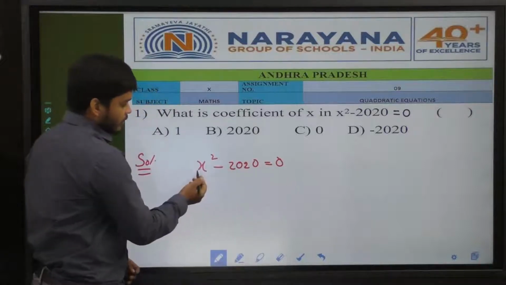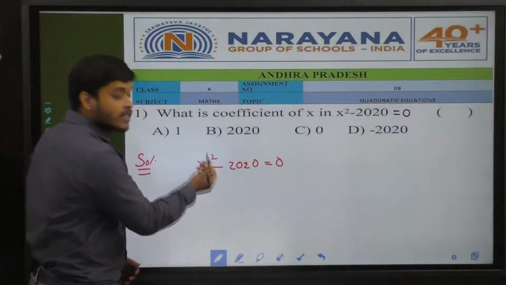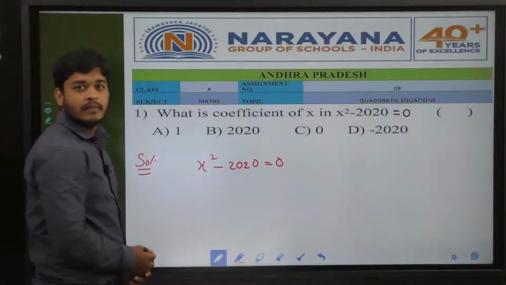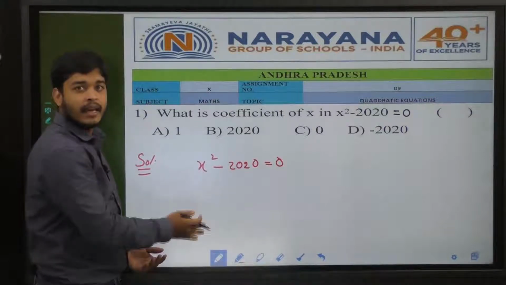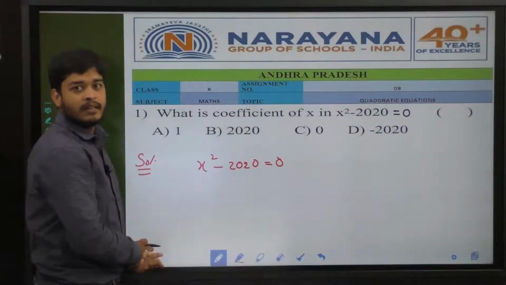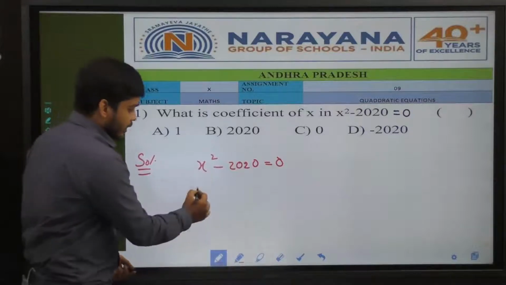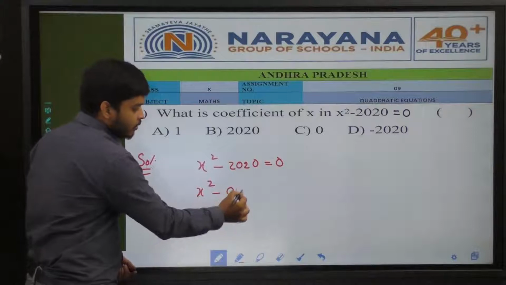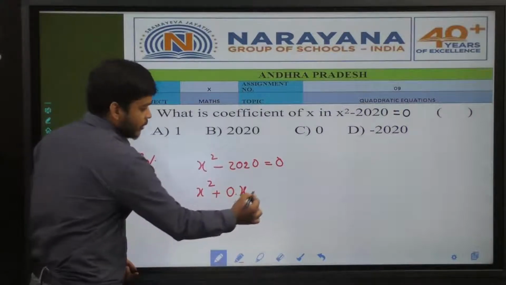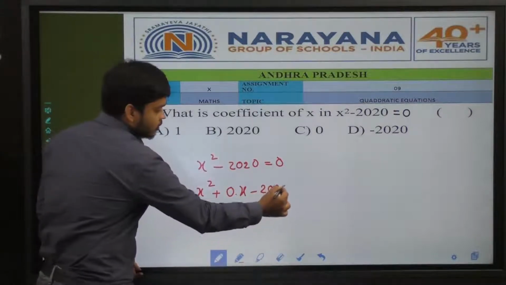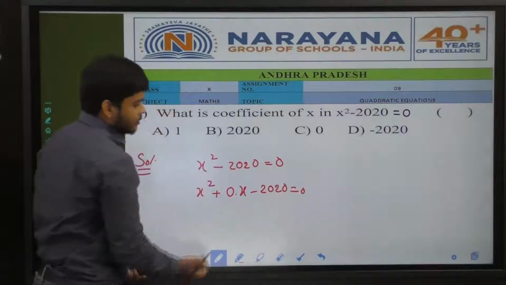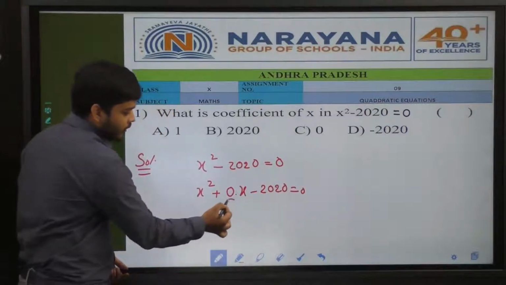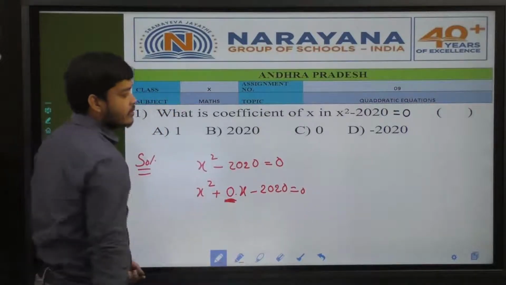Here if you observe, is there any x term? No. So here x square, I'm adding 0 into x, a dummy term. So minus 2020 is equals to 0. Now what is the coefficient of x? Here the coefficient of x is 0.